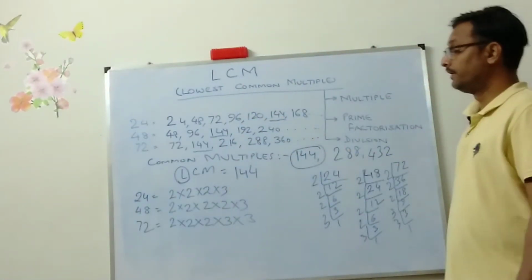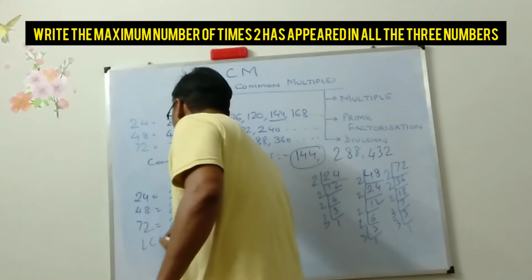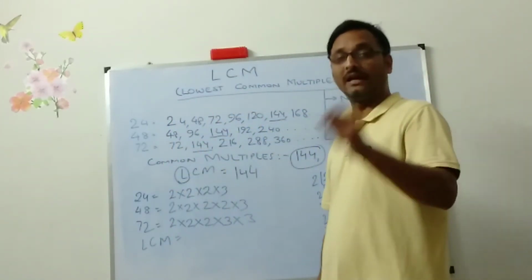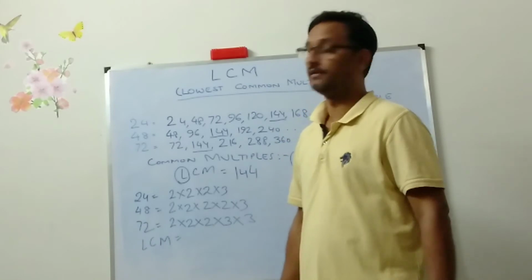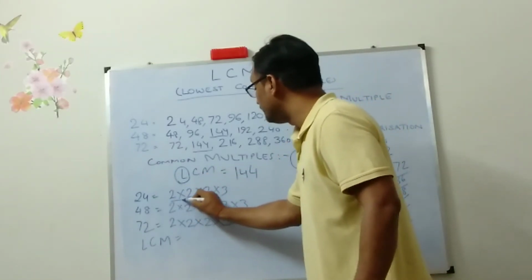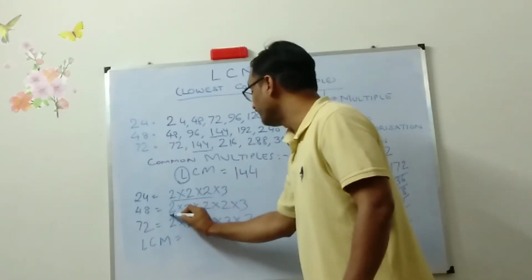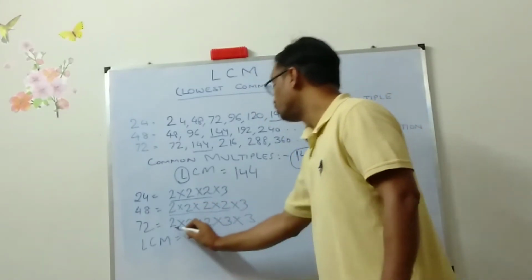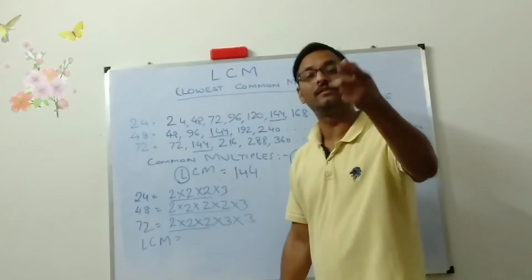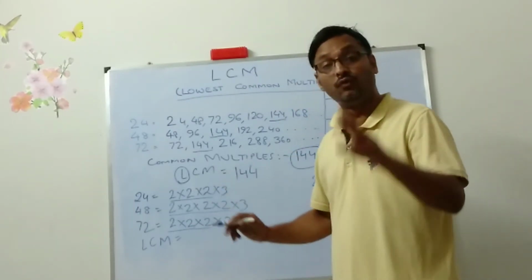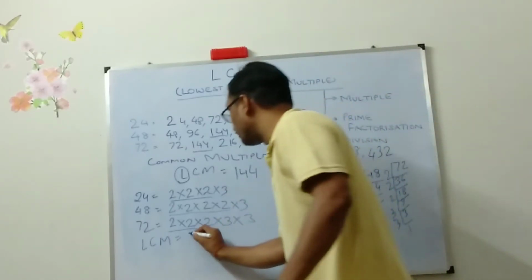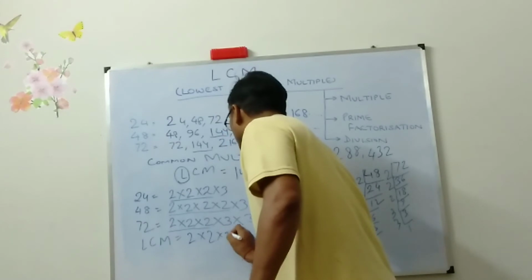I did. Now I needed to find out LCM. LCM, how you will be finding out? Maximum number of times a particular number has appeared in these three. 2 has appeared three times, 2 has appeared 4 times, 2 has appeared 3 times. So what is the maximum number of times 2 has appeared? So 2 has appeared 4 times. So the maximum number of times which it has appeared, you needed to write that one. 2 into 2 into 2 into 2.